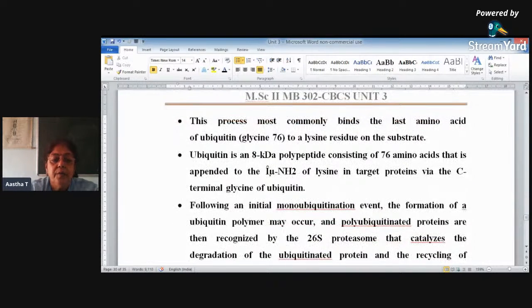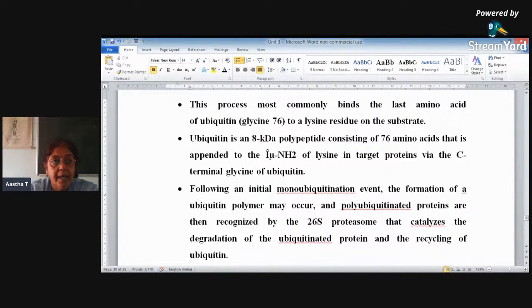So after the initial monoubiquitination, mono means only one ubiquitin molecule is attached. The formation of ubiquitin polymer may occur and several moieties of ubiquitin may attach to the protein, and that will result in polyubiquitinated protein. So these are recognized by 26S proteasome that catalyzes the degradation of ubiquitinated protein.